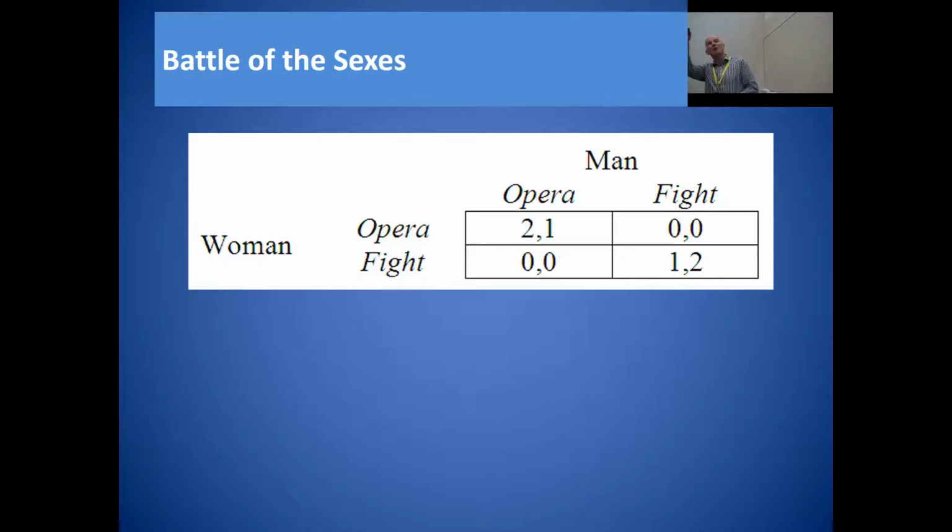So, if the man goes to the opera, the woman will choose to go to the opera as well. Pair of 2, as opposed to a pair of 0. If the man goes to the prize fight, the woman would also choose to go to the prize fight. Exactly. Circle round denotes optimal responses. And then the optimal responses for the man. If the woman goes to the opera, the man will choose to go to the opera. And then lastly, if the woman goes to the prize fight, the man will also go to the prize fight.